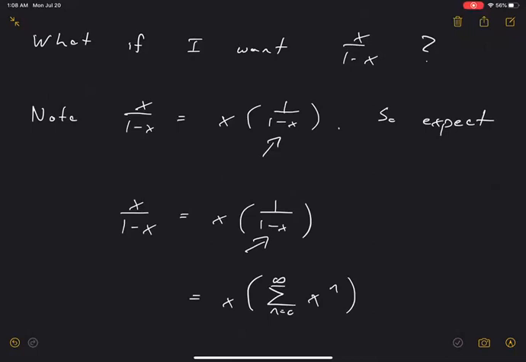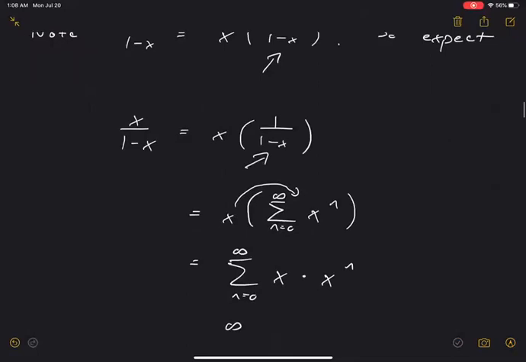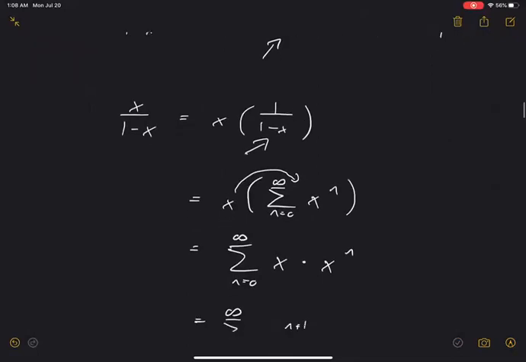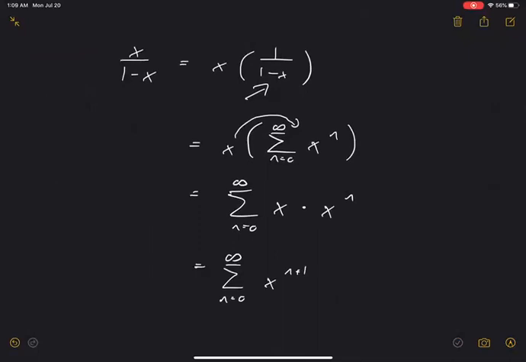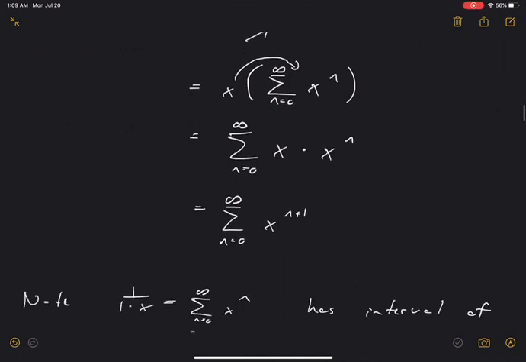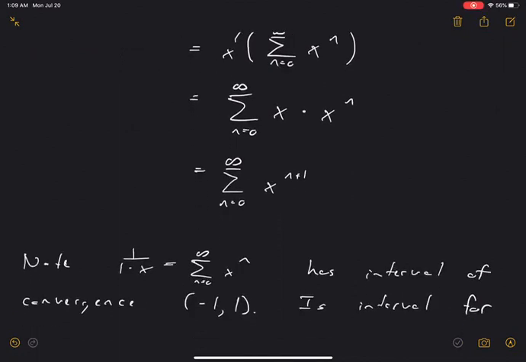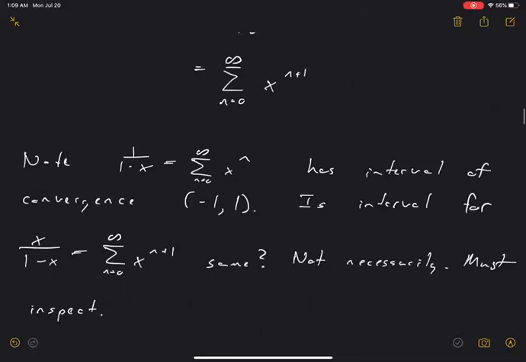It turns out I can just take this x inside the power series. I'm going to treat it like a constant. So I'm going to take it inside the power series, and then I'm just going to simplify. x times x to the power n is the same thing as x to the power n plus 1. So I see that my power series for x over 1 minus x is equal to the sum of x to the power n plus 1.